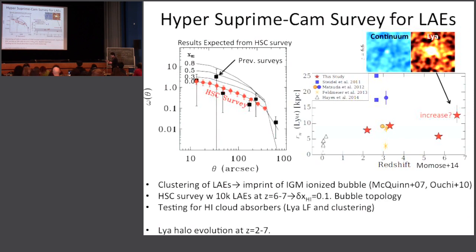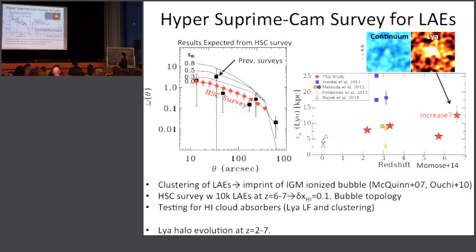One of the other interesting studies is to calculate the clustering of Lyman-alpha emitters at redshift 6.6 and 5.7, because the clustering of Lyman-alpha emitters is an imprint of the neutral hydrogen distribution. If your Lyman-alpha emitters reside in large ionized bubbles, then you have more chance to escape towards the observers in the neutral IGM. So in other words, if you can accurately measure the clustering of Lyman-alpha emitters, you can constrain the neutral hydrogen fraction as well as possibly the bubble topology. These red points are expected to result from HSC, together with the previously obtained clustering results. So it gives extremely good statistical results.